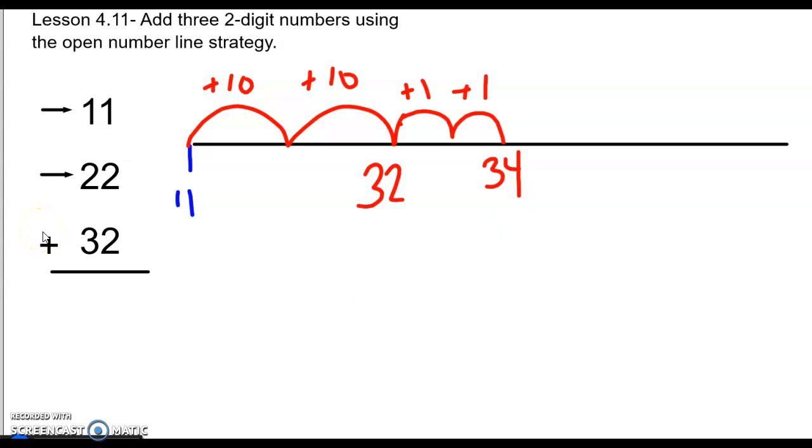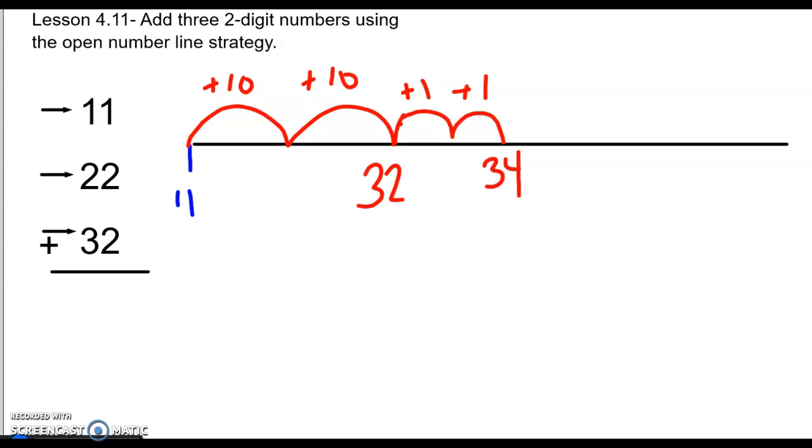Now we will hop the values in our third number. Our third number is 32. We are going to start with the tens place. The number in the tens place is a 3. That 3 is worth 3 tens or 30. So we are going to hop 3 tens.